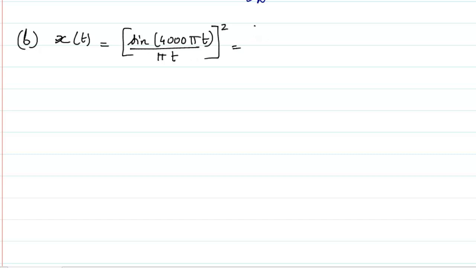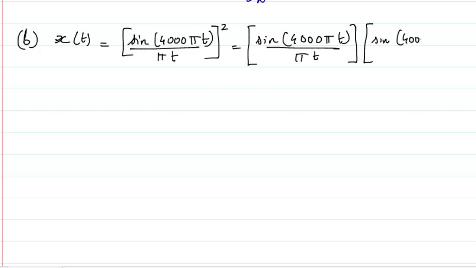If you remember, we had already written b: x of t is equal to sine 4000 pi t divided by pi t square. Now I can write this as a multiplication of two terms, that is sine 4000 pi t divided by pi t, into sine 4000 pi t divided by pi t.